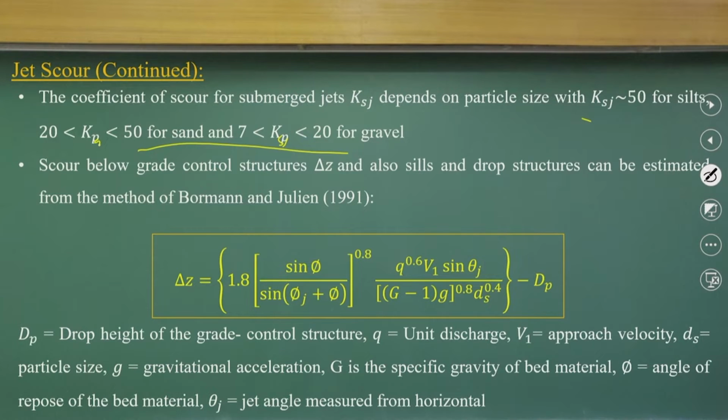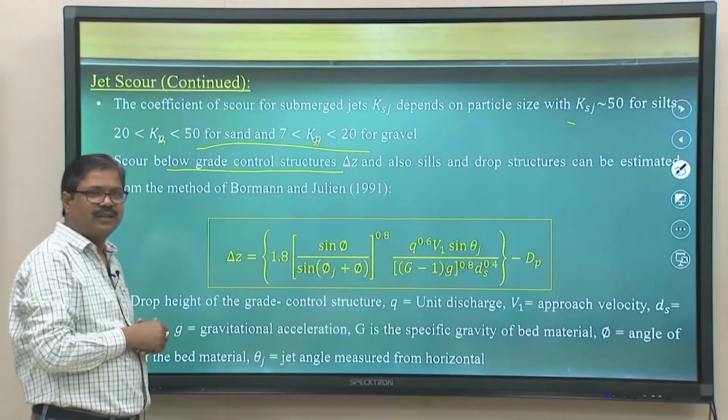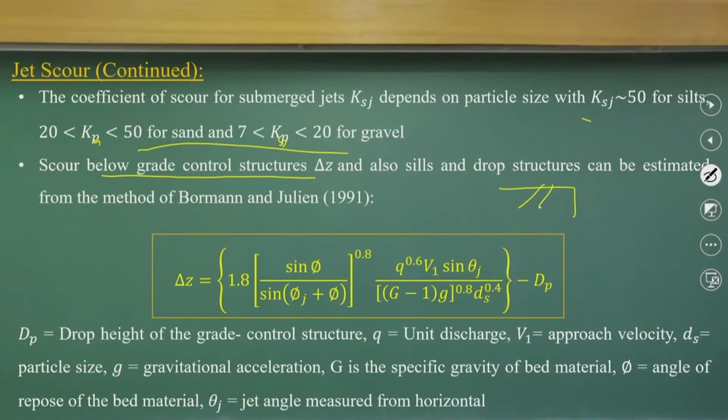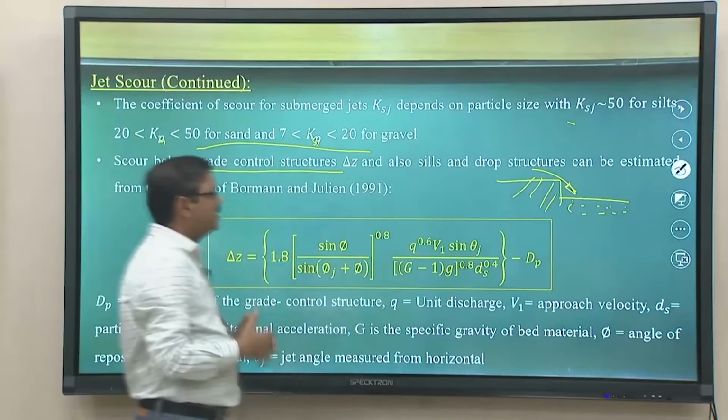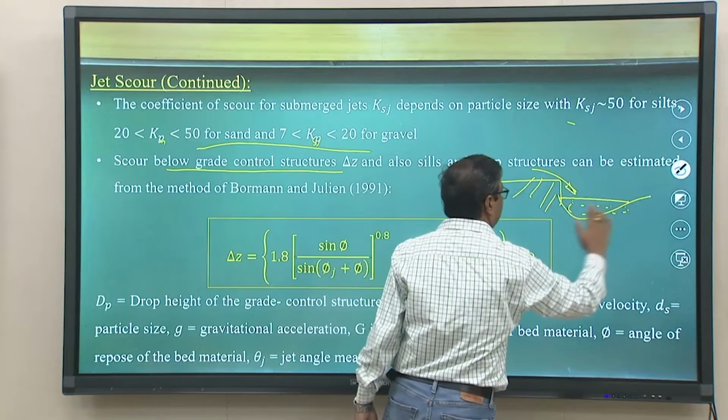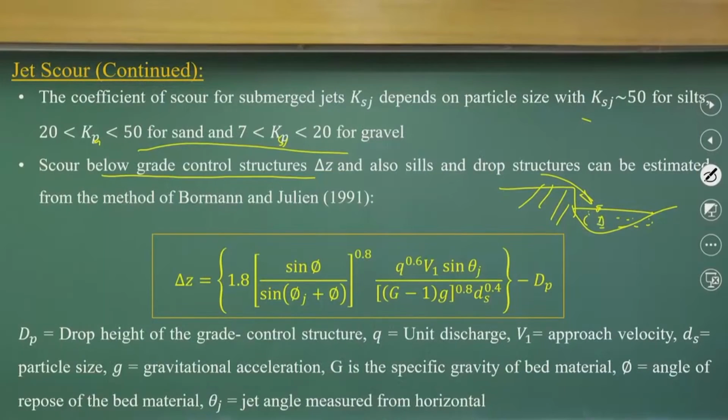Now, let us come to the scour below the grade control structures. There are drop structures. Okay, that is what we are talking about. I have a grade structure, below that I have the materials. Okay, as it said, z happens, how can we estimate the scour depth, how can we estimate the delta z, the scour depth.